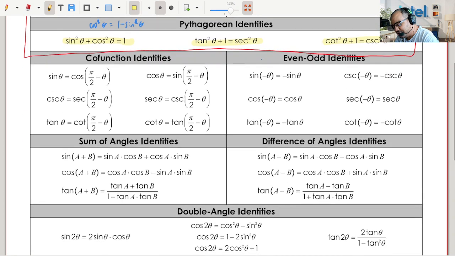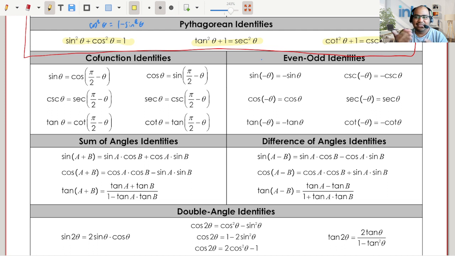Now, the co-function identities, you don't really need to know those. Those just tell you how to relate the co-functions: sine and cosine, cosine and sine, secant and cosecant, tangent and cotangent. But what does the co mean? Well, co means complement, okay? And if you remember from high school geometry, two complementary angles are those that add to 90 degrees. So this is what happens if you have an angle and its complement.